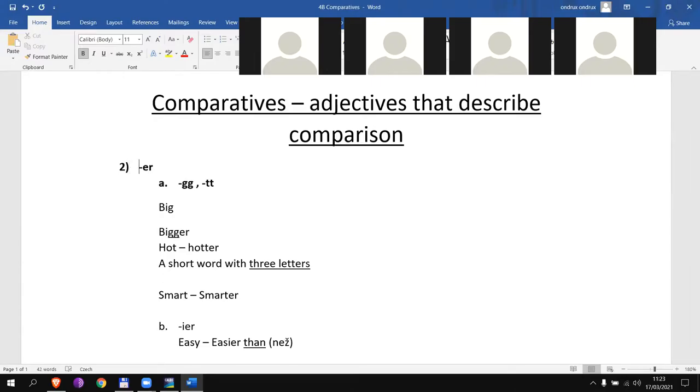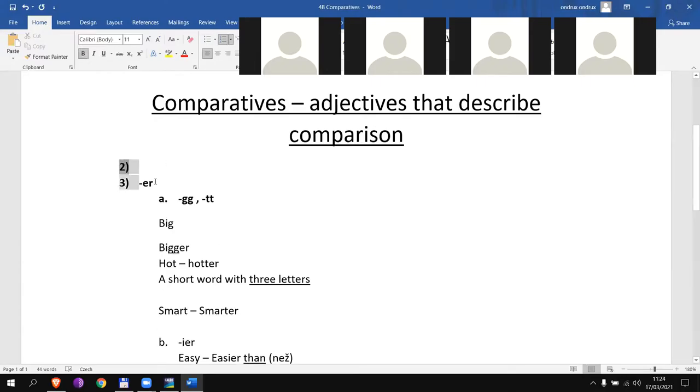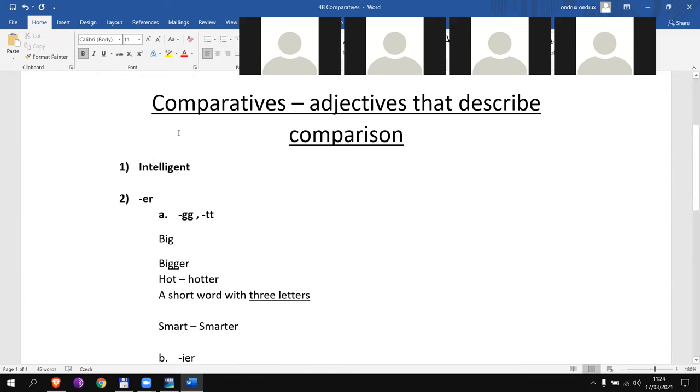Now, what about a different way? For example, if I have a longer word, let me maybe start with two over here. This would be this way. Now, if I start with words like intelligent, for example, how would I say chytřejší this way? Vojtěch, can you tell us?